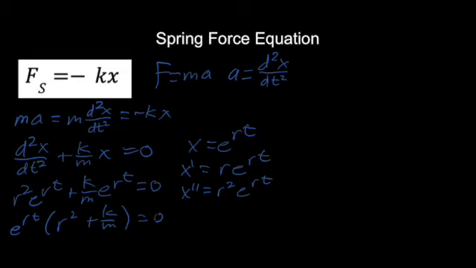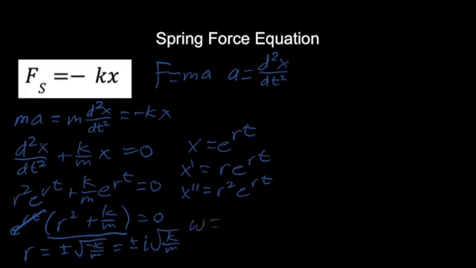Now, we have something very interesting here because e to the rt can never equal 0. And since it cannot, then we can ignore it for now. So that means that this other term right here needs to equal 0. And so solving it for r, we get r equals plus or minus the square root of negative k over m. Now that's also interesting because that's imaginary. You have a negative under the square root. So we can also say that it's equal to plus or minus i times the square root of k over m. And for simplicity's sake, we're going to set omega equal to the square root of k over m. So this also equals plus or minus i omega.